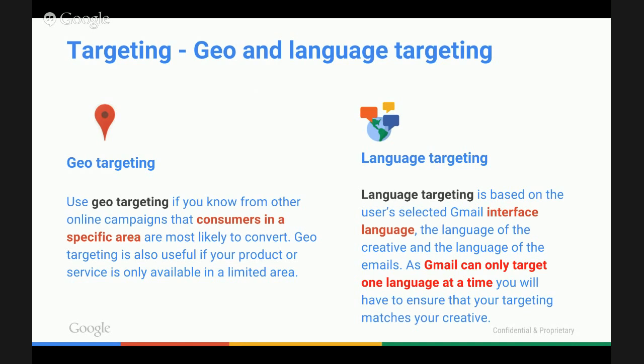And the language targeting is based on the user selected Gmail interface language. So also the best practice is to choose the language of the creative and the language of the email so that it's the same. And Gmail can only target one language at a time. So as I mentioned before, you will have to ensure that your targeting matches your creative, and you would have a different language per campaign.